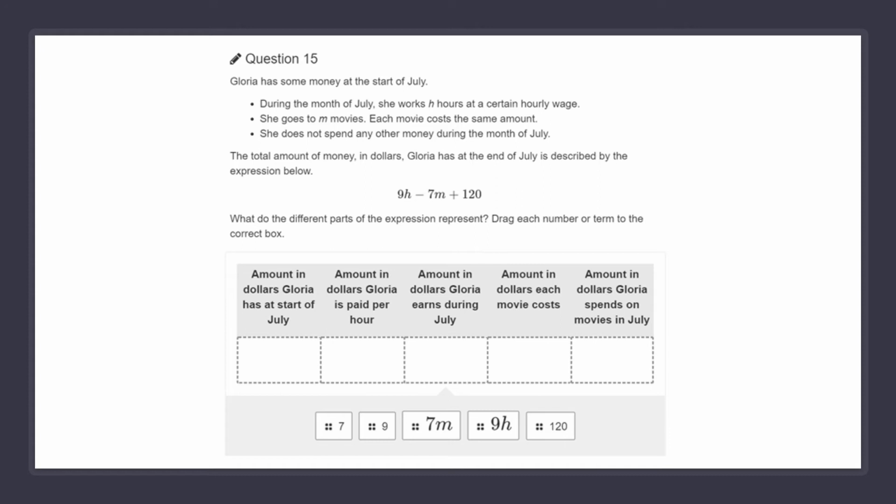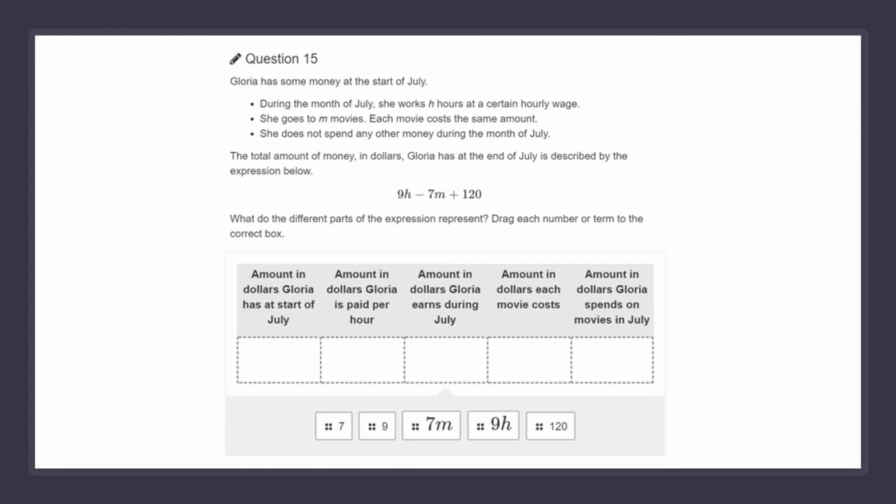The total amount of money in dollars Gloria has at the end of July is described by the expression below, 9H minus 7M plus 120. What do the different parts of the expression represent? And you guys in Illuminate will drag and drop these items into the appropriate place. You don't have to go in the order that they're given. If you're not sure about some of them, do the ones you know.